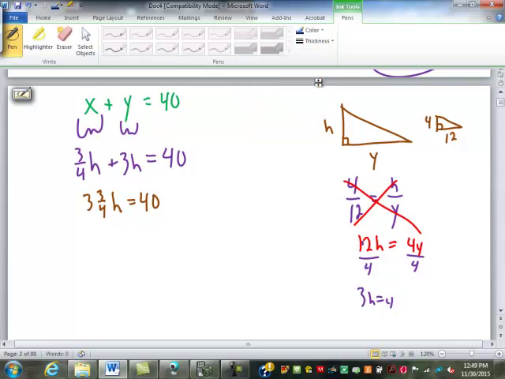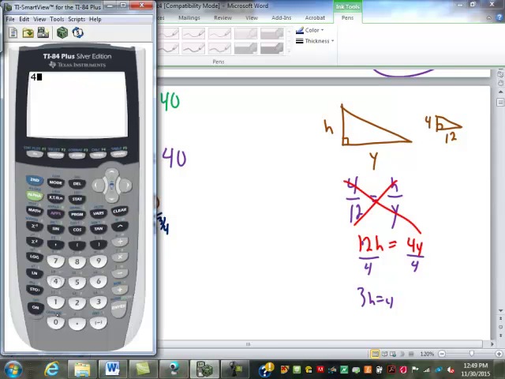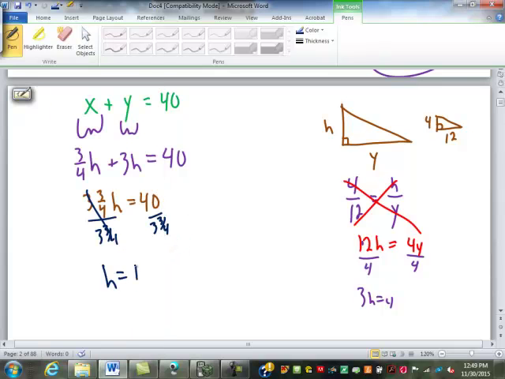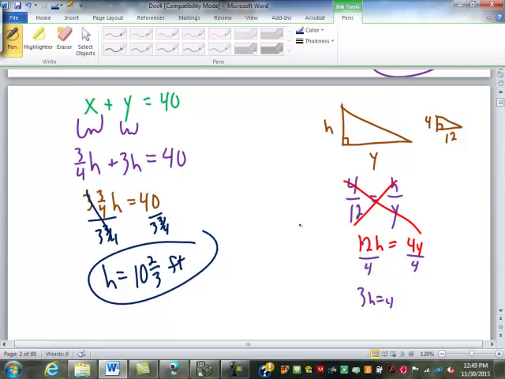So now I have to take 40 divided by 3 3/4, which is going to give us what? It is 10 and 2/3. So h equals 10 and 2/3 feet, or 10 foot 8. Now we're assuming we didn't have any heel height there at all either. We'll get to some examples of those later on.